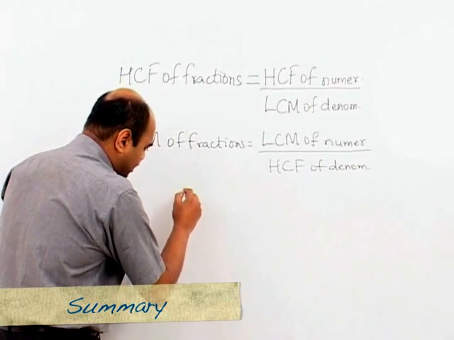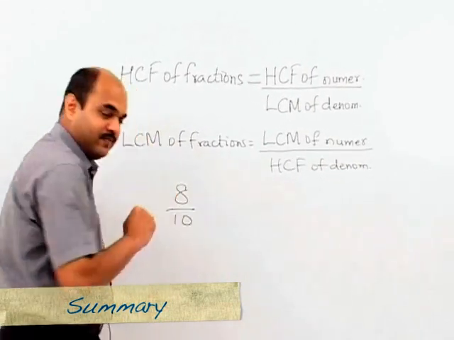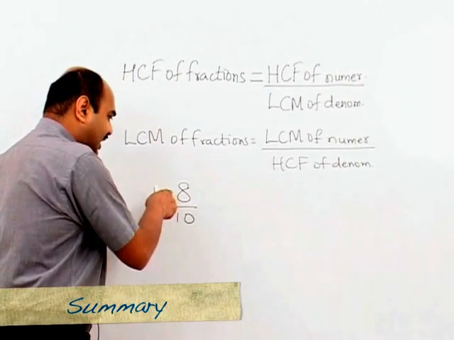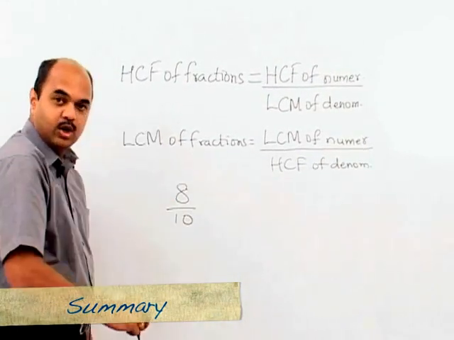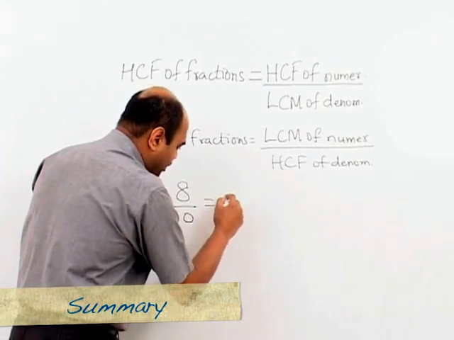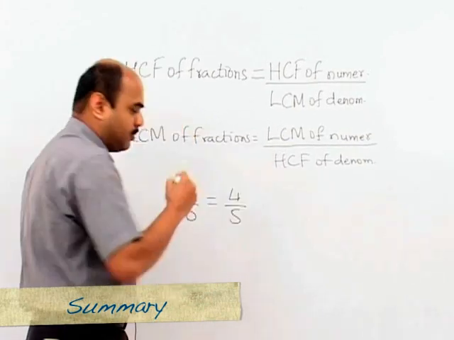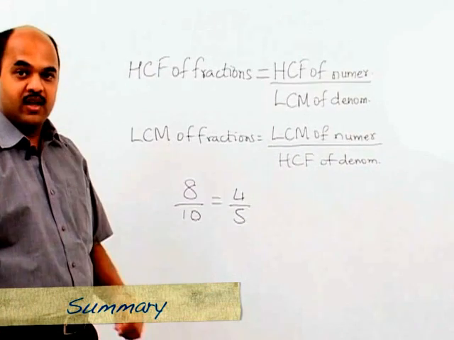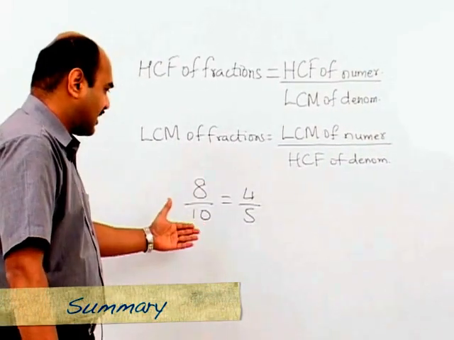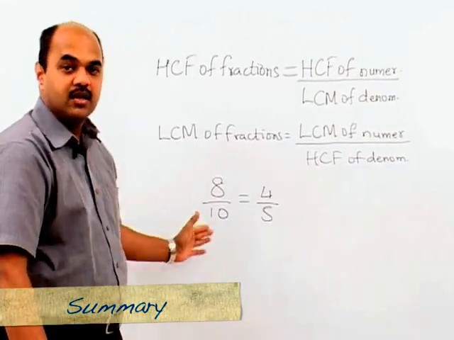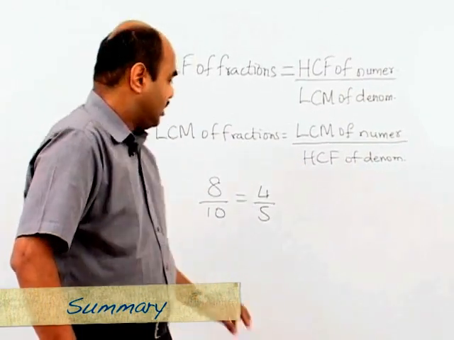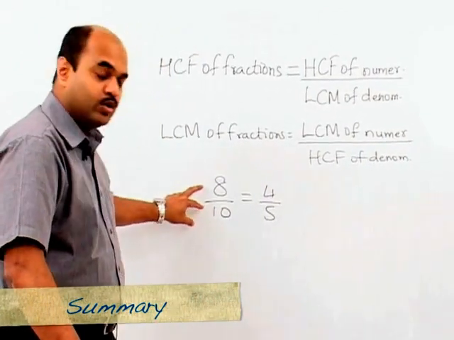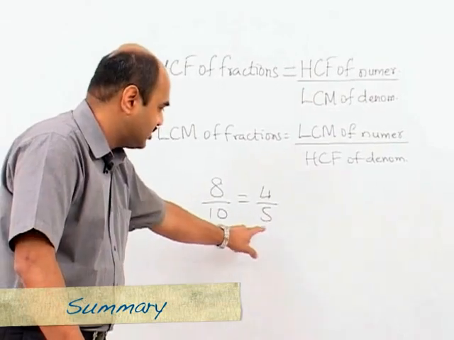If the fraction given to us is 8 by 10, then we cannot take 8 as the numerator and 10 as the denominator. We need to reduce this to the least possible form as 4 by 5 and work with these numbers 4 and 5. There are times when this wouldn't matter, it will still give you the correct answer, but there are other times when you will get the wrong answer if you use these values in place of these values.